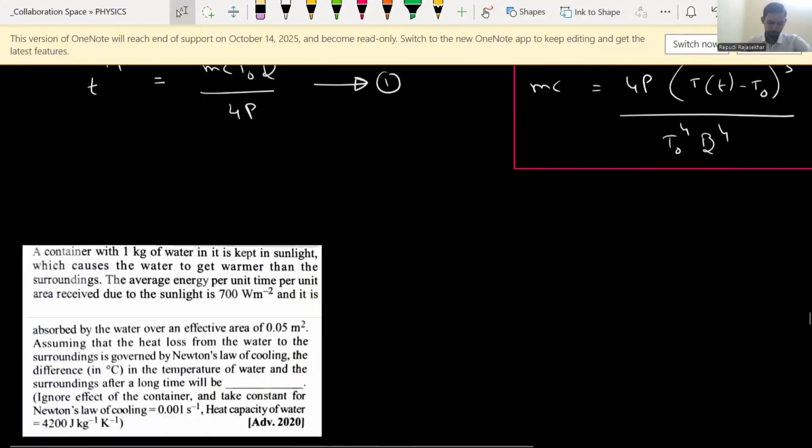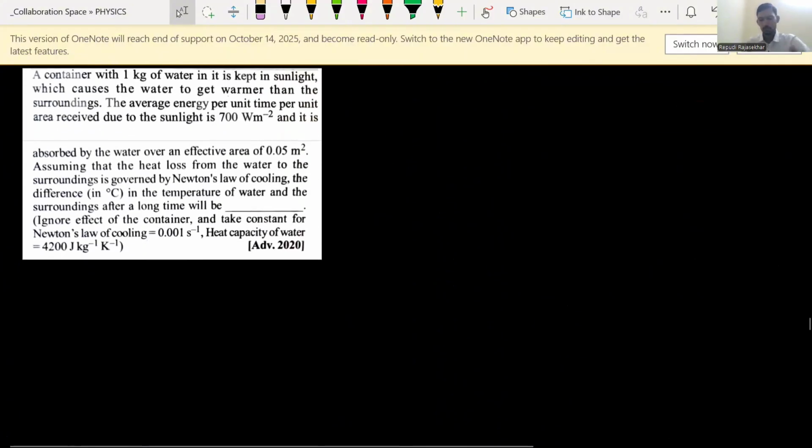Next question. 2020. Let us read this question: a container with 1 kg of water in it is kept in sunlight, which causes the water to get warmer than the surroundings. The average energy per unit time per unit area received due to the sunlight is 700 watt per square meter, and it is absorbed by the water over an effective area of.